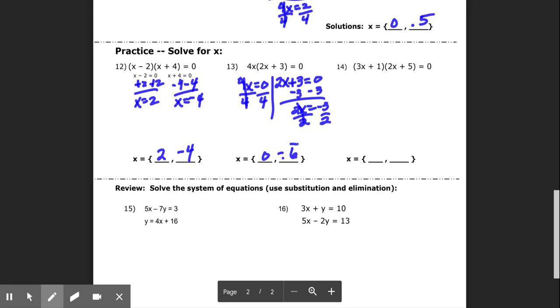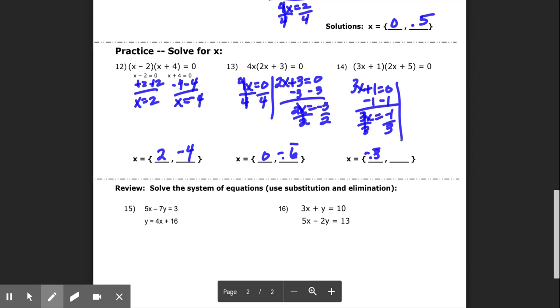Number 14. All this is just 1 and 2 step equations. That's all this is. So 3x equals negative 1. Divide both sides by 3. So that would be a negative 0.3 repeating.